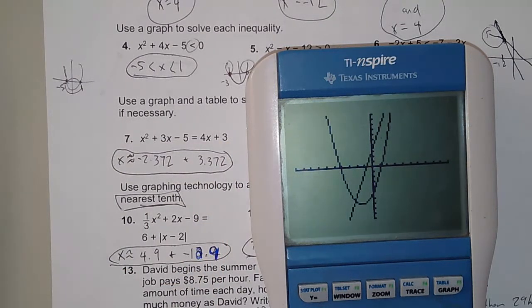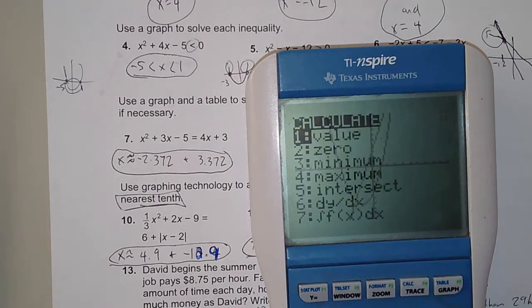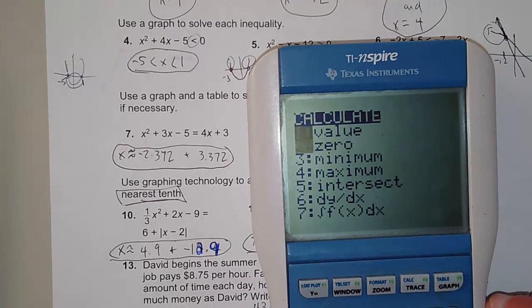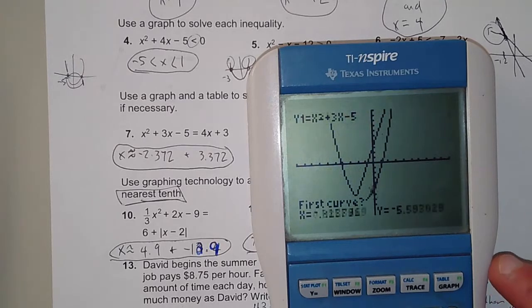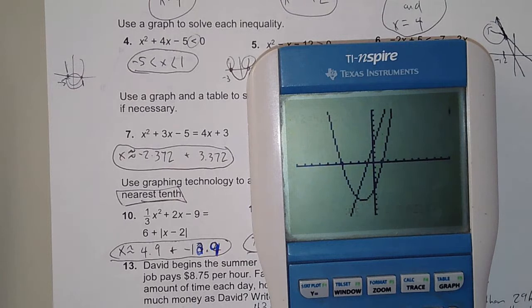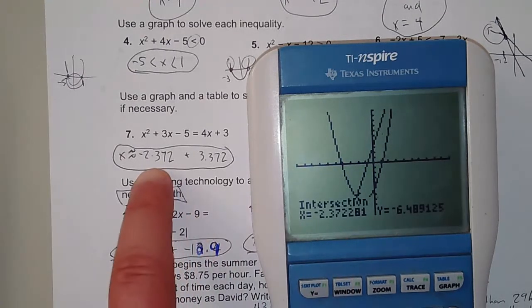And we do. If I'm using the calculator, I use the intersect feature. So second trace brings up my intersect feature. Pick up intersect. And first one's right about here. So I go enter, enter, enter. Boom, there's my coordinate. Wrote it down.